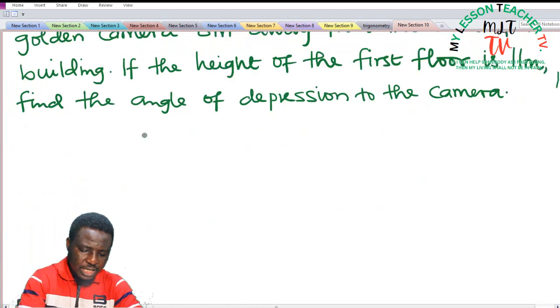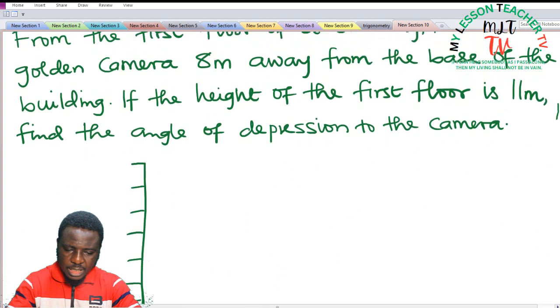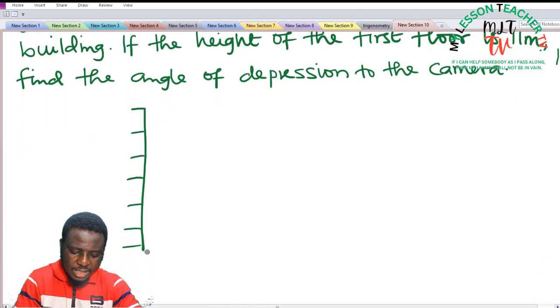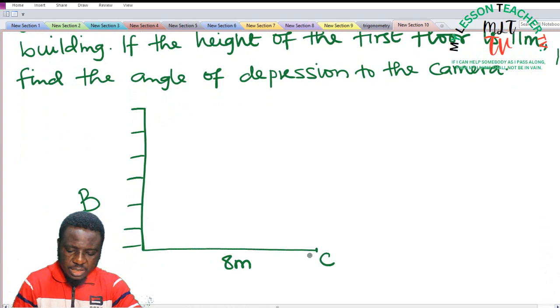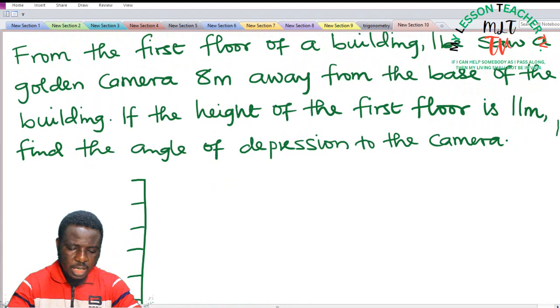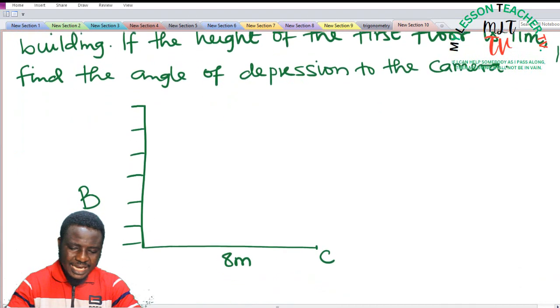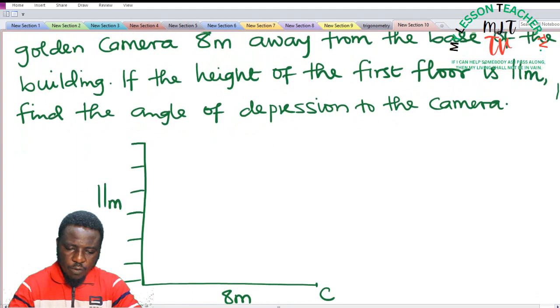So if this is the building and this happens to be the first floor of the building, we are told that the camera is 8 meters away from the building. So if this is the spot of the camera, it therefore means that the distance between the building B and the camera C is said to be 8 meters. The question also says that the height of the first floor is 11 meters, this is 11 meters, and we should find the angle of depression.